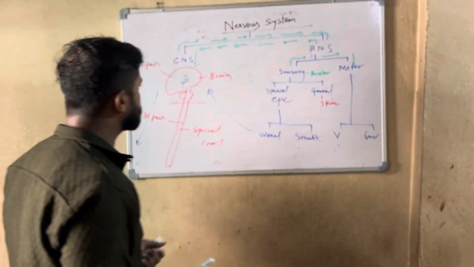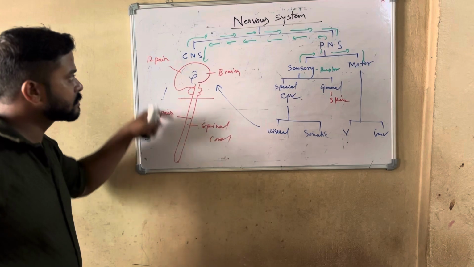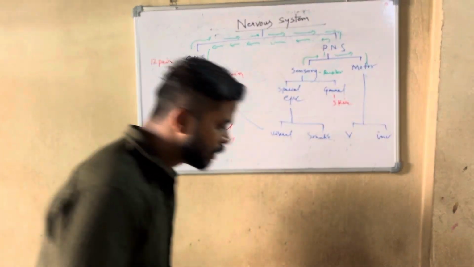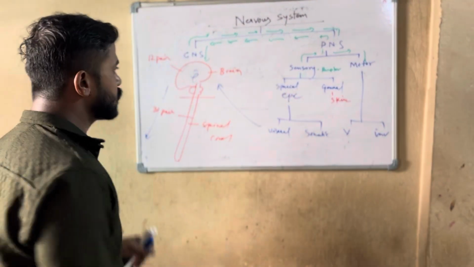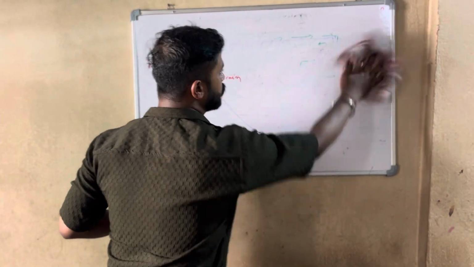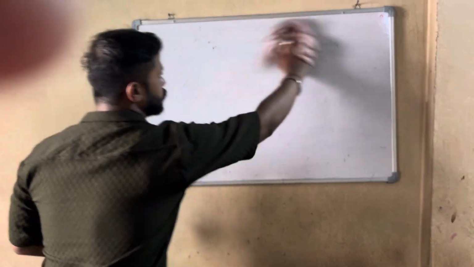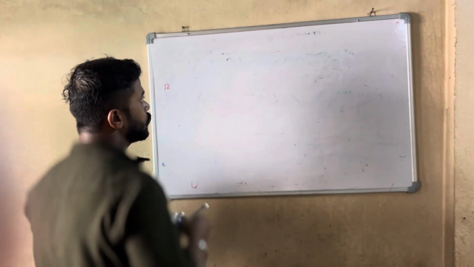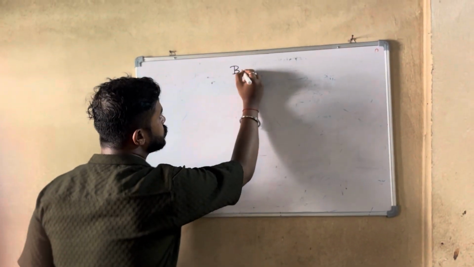Now I discuss the central nervous system. The central nervous system consists of the brain and spinal cord. So now I discuss the structure of the brain, the formation of the brain, and the development of the brain. So, the brain.